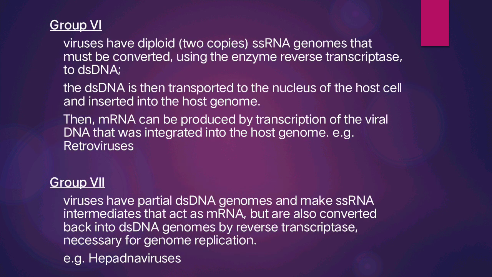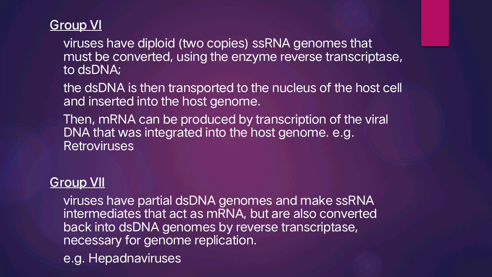Group 6: viruses have diploid two-copy ssRNA genomes that must be converted using the enzyme reverse transcriptase to dsDNA. The dsDNA is then transported to the nucleus of the host cell and inserted into the host genome. The mRNA can be produced by transcription of the viral DNA that was integrated into the host genome.